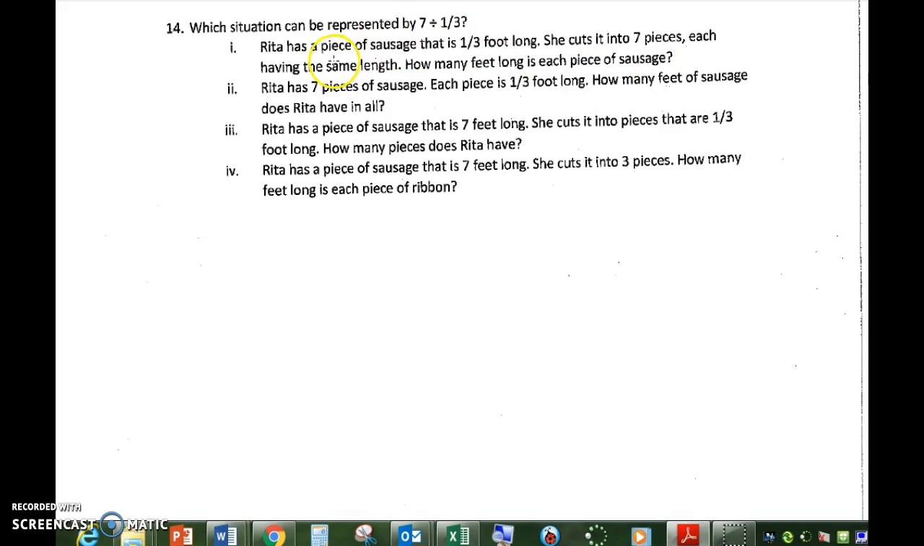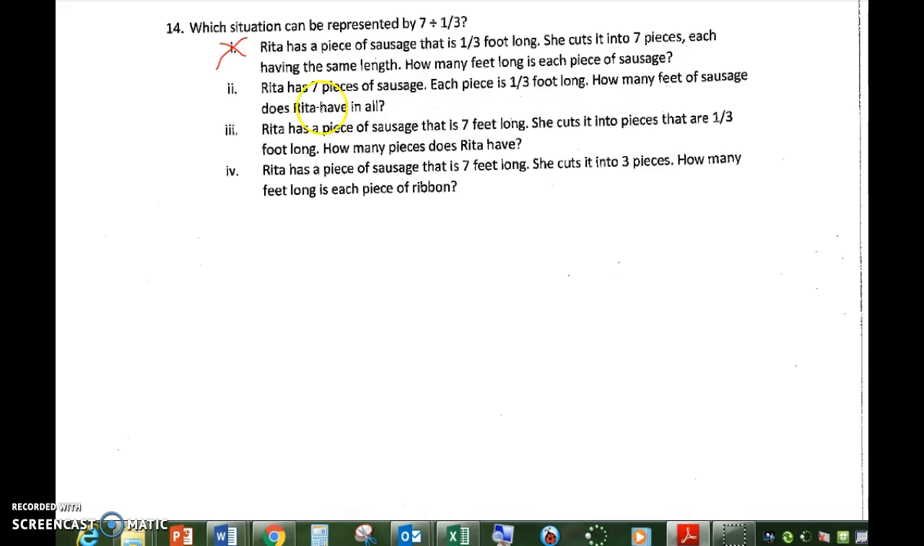That one just doesn't make much sense to me because this is showing us 7 being divided into thirds. So it wouldn't make sense for her to have a sausage that's a third of a foot long already. So to number 1, I say no. Number 2, Rita has 7 pieces of sausage. Each piece is a third of a foot long. How many feet of sausage does Rita have in all? Well, that's interesting.